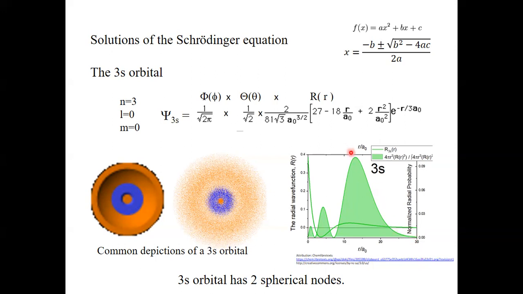Okay, so this distance here, you see it's now approximately 12 times the Bohr radius away from the nucleus, is the radius on which the electron is most likely to be found. That again tells you the 3s orbital is larger than the 2s orbital, which is larger than the 1s orbital.